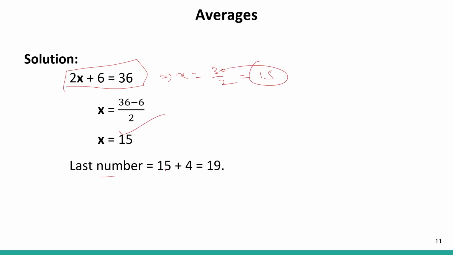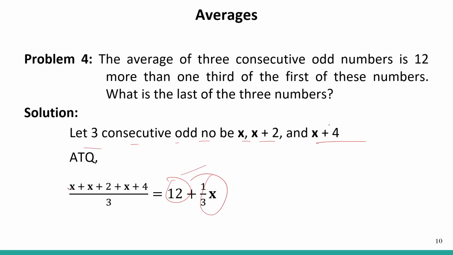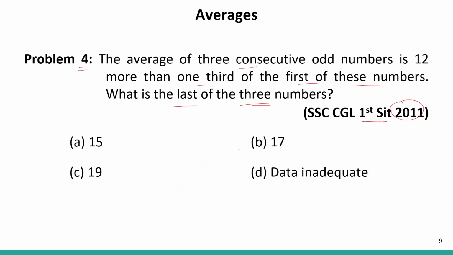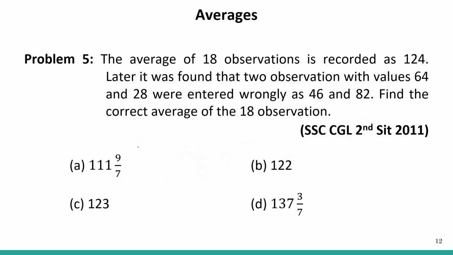So the last number will be what? 15 plus 4, which is equal to 19, because the last number was x plus 4. If x is equal to 15, x plus 4 is equal to 19. So 19 will be the correct answer. 15, 17, and data inadequate are wrong answers. So let's see problem number 5.